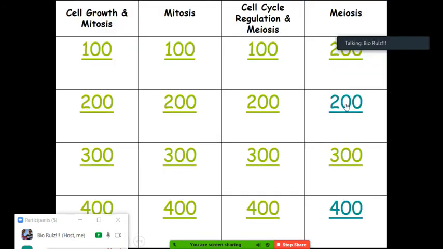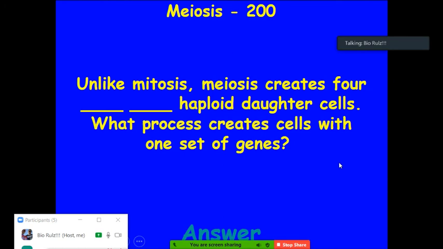All right, last question. We forgot this one up here. Unlike mitosis, meiosis creates four blank, blank haploid daughter cells. What is a characteristic of those daughter cells? Different than mitosis, what process creates cells with one set of genes? I'll give you guys 2 minutes for this one.